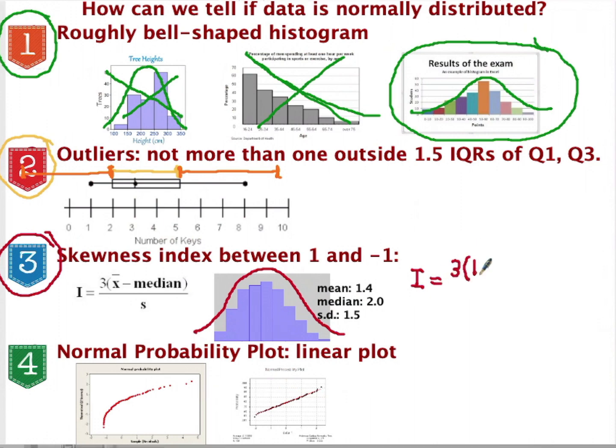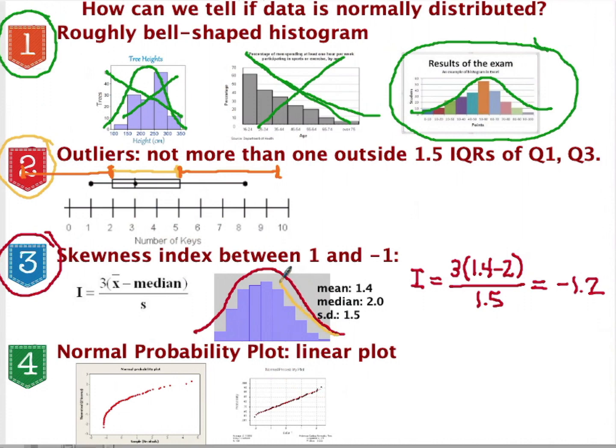So we're going to take 3 times the mean minus the median, because I suppose the mean and the median should be pretty close if it's truly bell-shaped, divided by the standard deviation. And that comes out to negative 1.2. Now, in order to use a normal distribution, we were supposed to have a skewness index that was between 1 and negative 1. So that one was just barely too skewed to be called approximately normal.